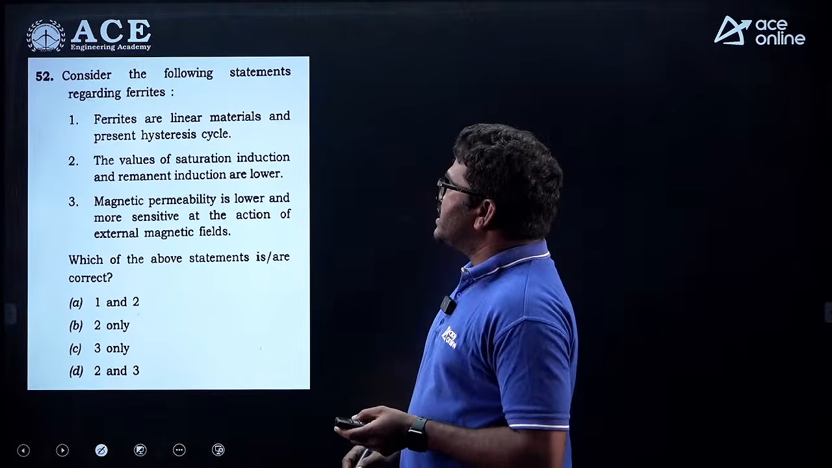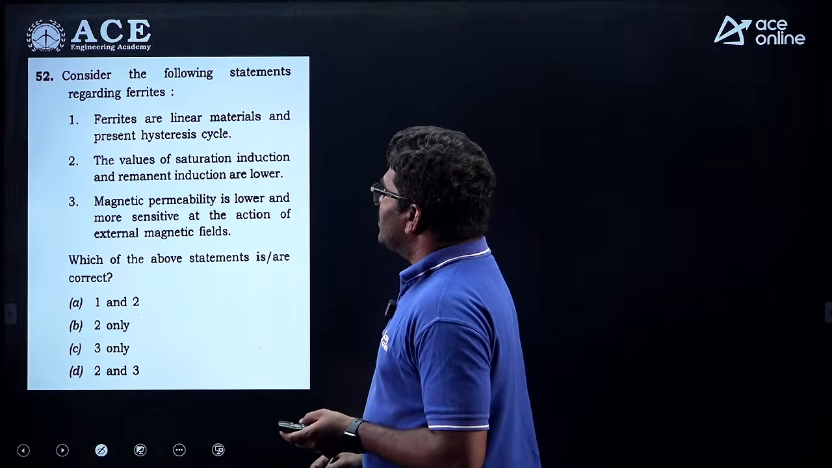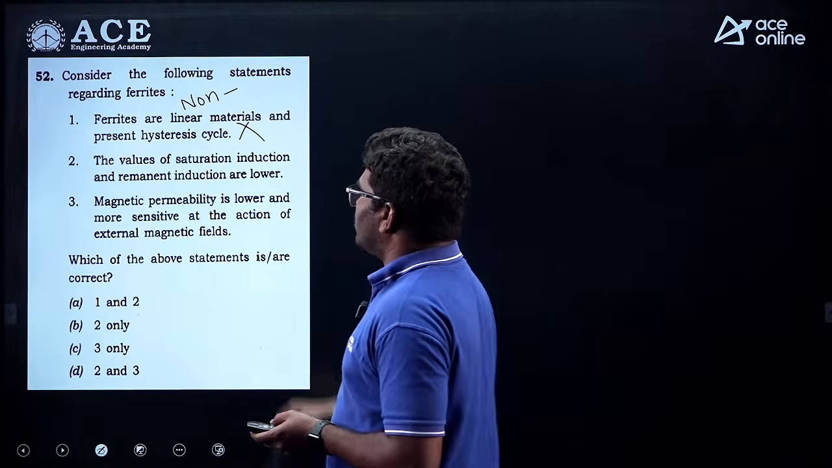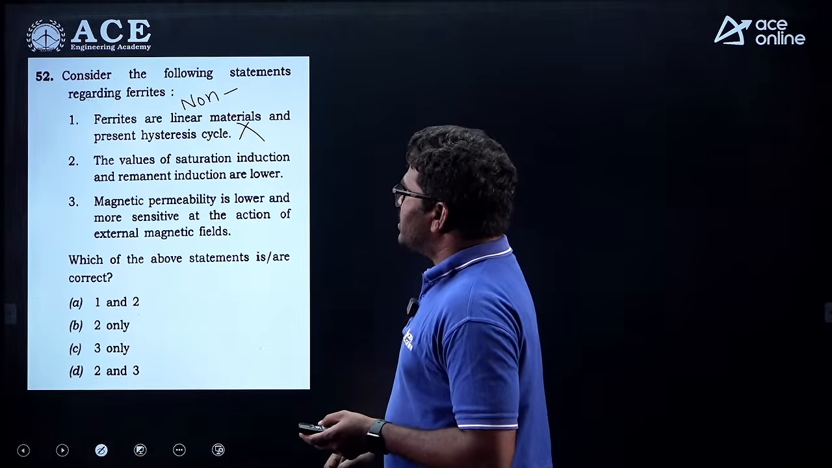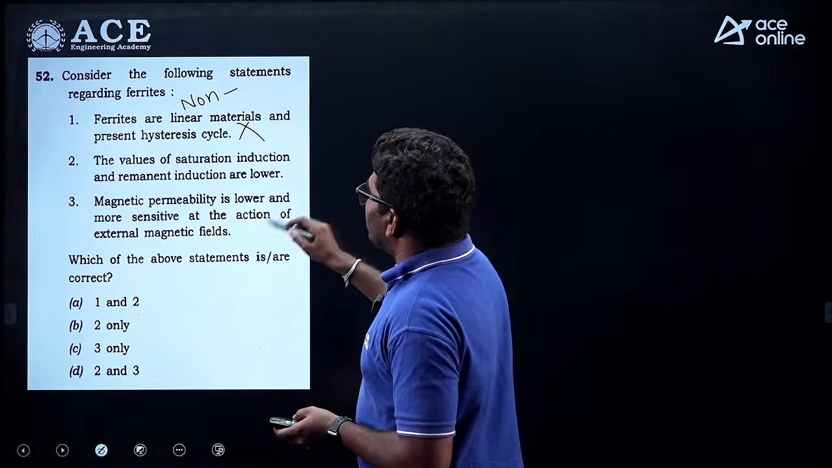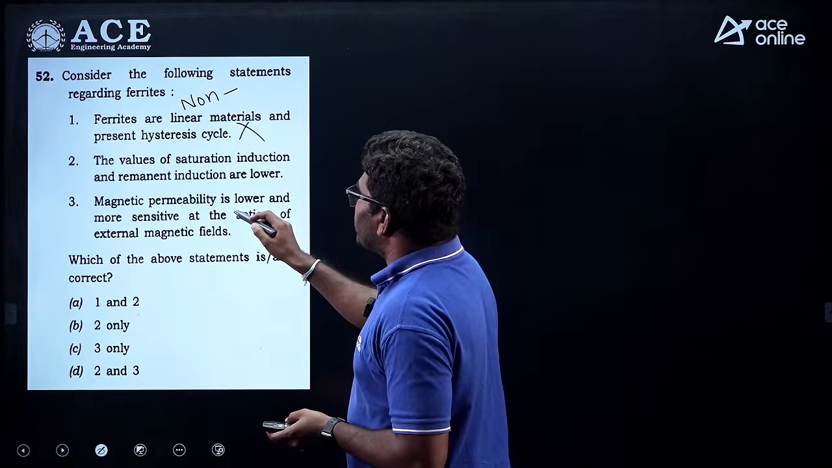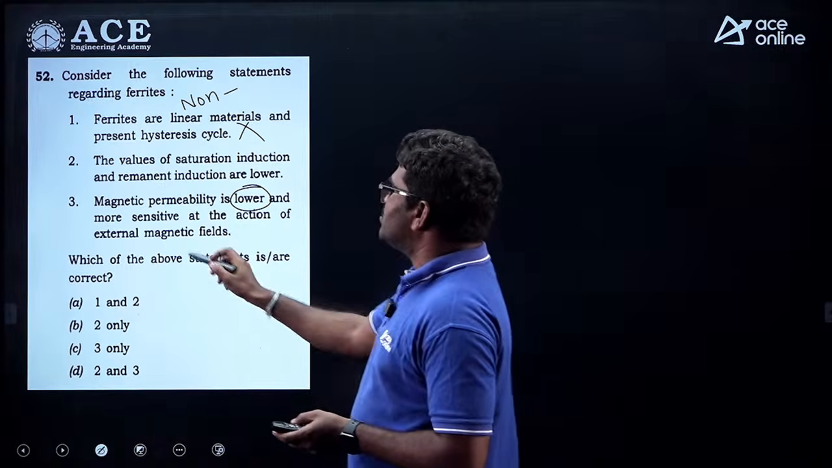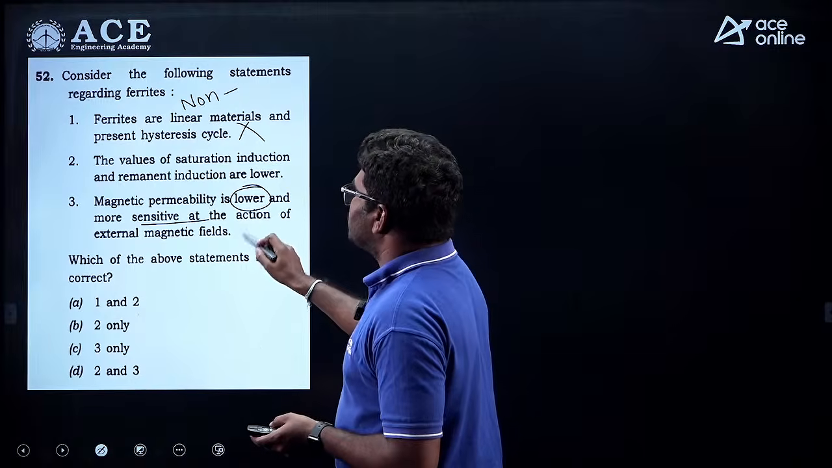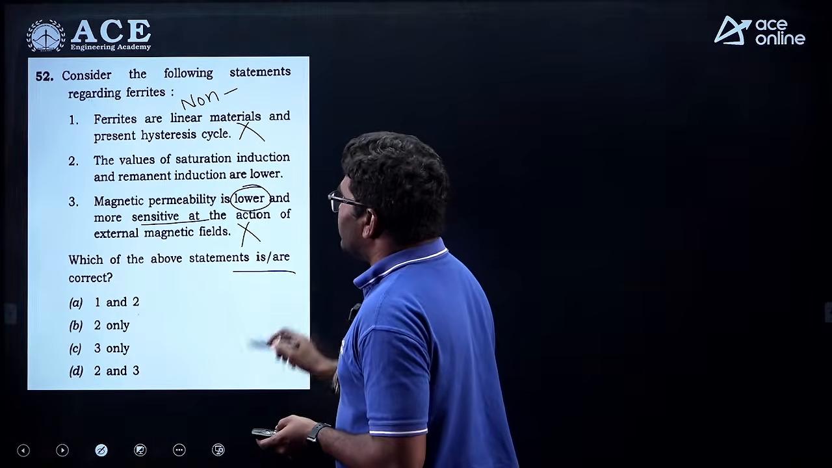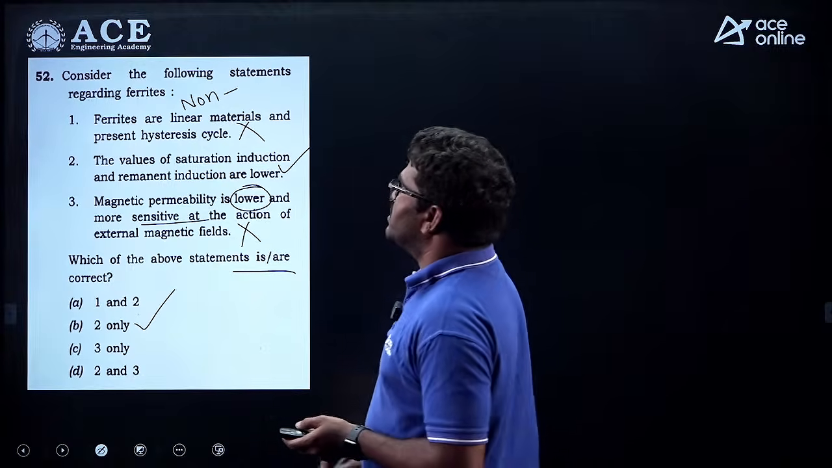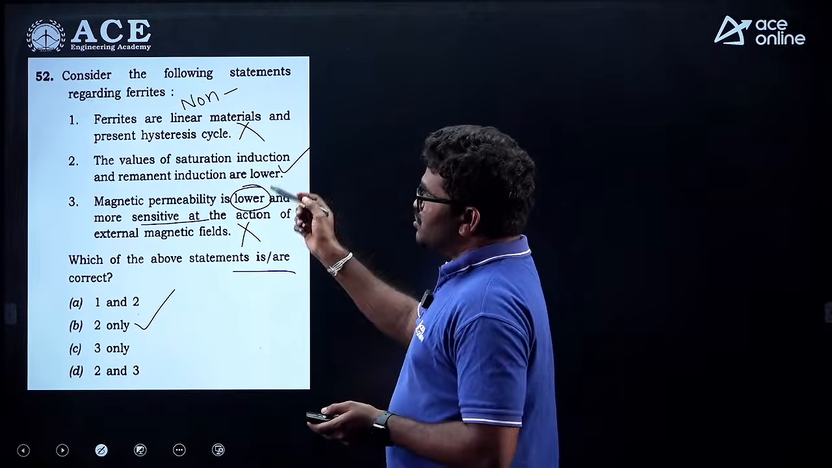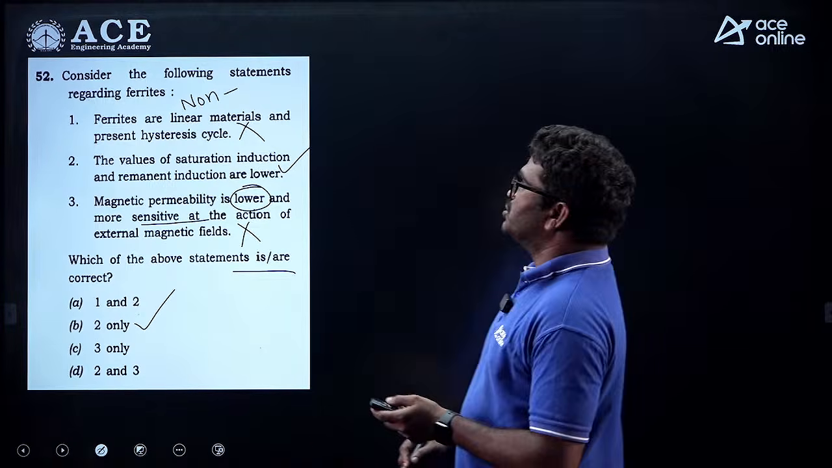Now this question is related to ferrites. Ferrites are non-linear magnetic materials, so this statement is wrong. Next, the value of saturation induction and remanent induction are lower. Okay, we'll keep aside this one doubt. The magnetic permeability is lower. It is not correct. Magnetic permeability is high and less sensitive to the action of an external magnetic field. So this is not correct. They are asking about the correct statement. So only the second statement is correct. The value of saturation magnetization is lower than ferromagnetic material. So the second option, B, is the correct option for this question.